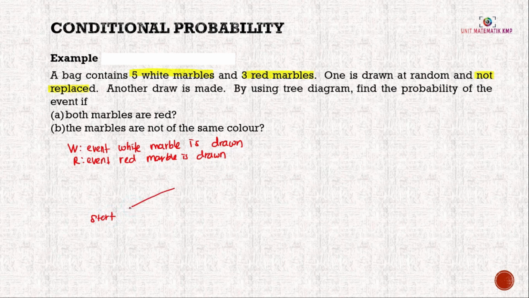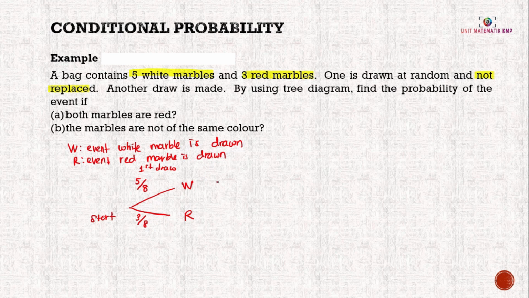Okay, on the first draw kita akan dapat sama ada white or red. Yang ni first draw. So the probability of getting a white marble is 5/8. Okay, ada 5 white marbles dan total marbles kita adalah 8. And then the red marbles is 3 out of 8.